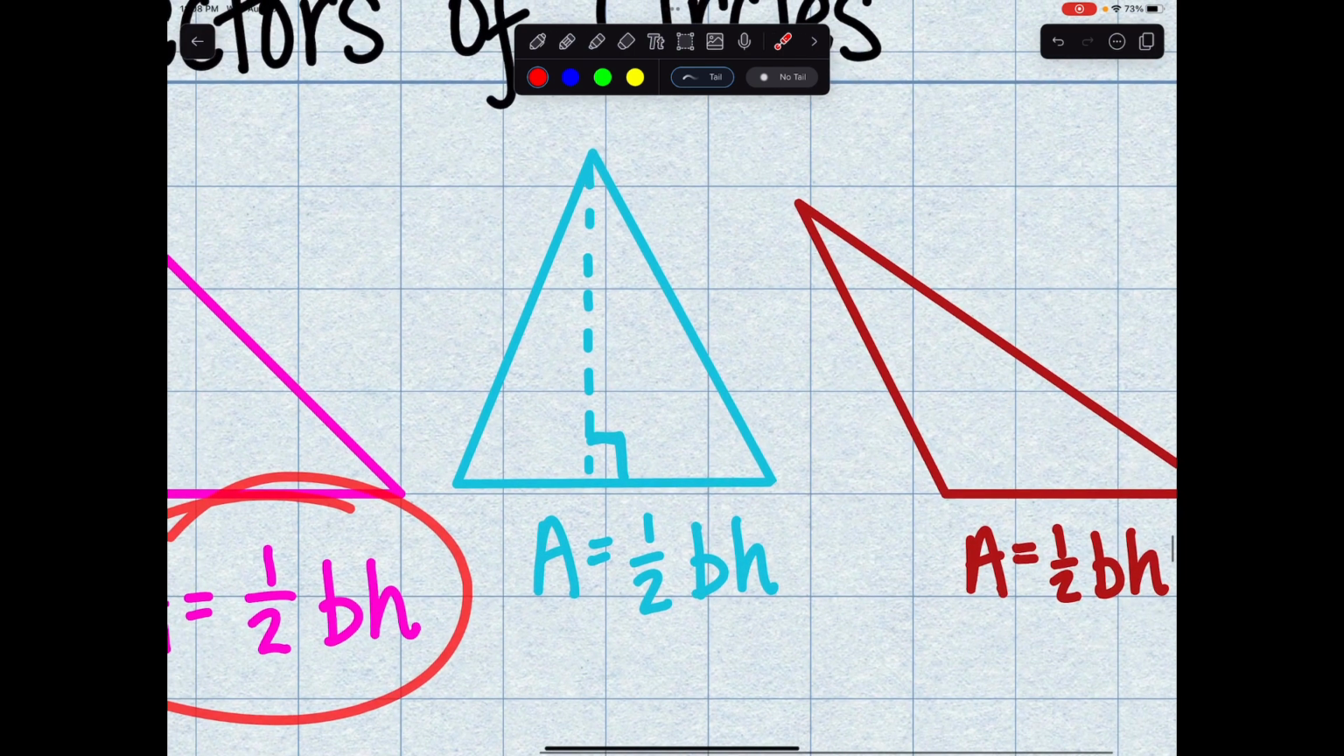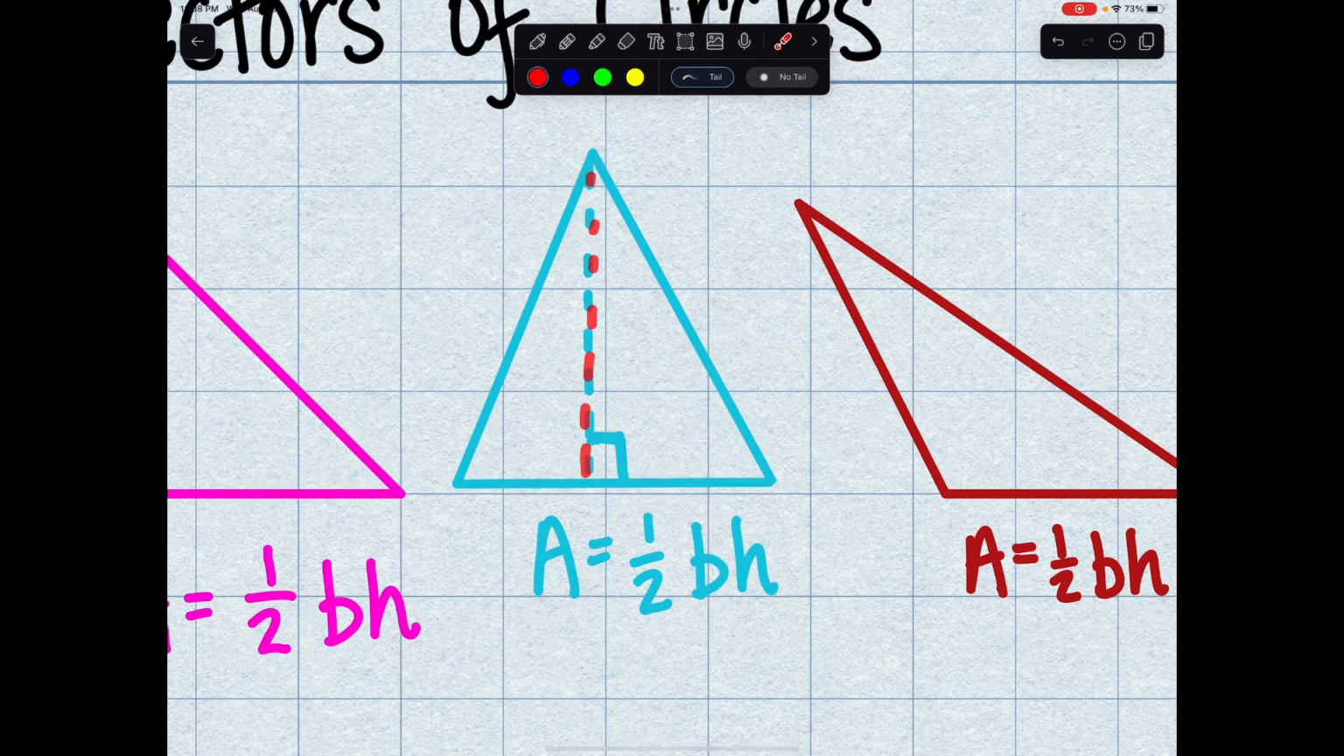Let's look at this triangle. This is the base. So 1/2 the base. Where's the height? The height is where it's 90 degrees. Since those are not 90-degree angles, you have to draw one. Draw a line. This height. This is the height right there.